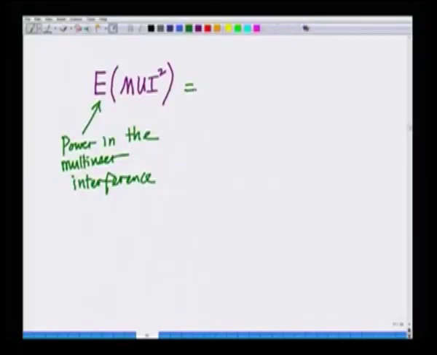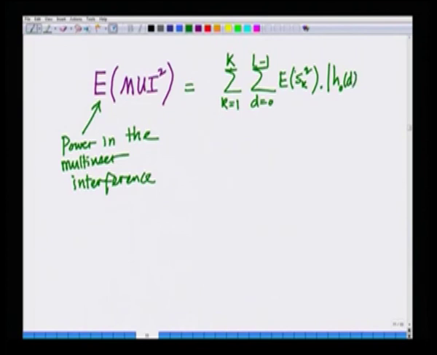And the expected multi-user interference square, which is the power in the multi-user interference, is nothing but summation k equals 1 to capital K, summation d equals 0 to L minus 1, expected Sk square times magnitude H 0 d square into expected R 0 k d square.